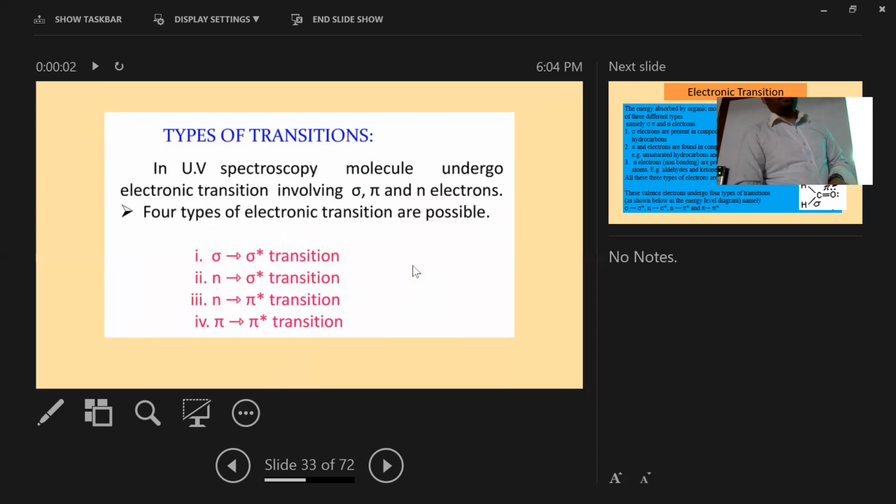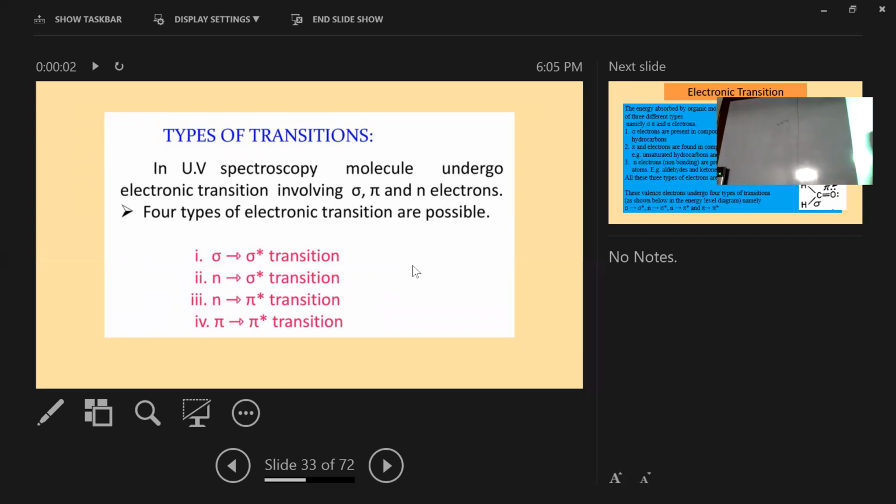Types of transitions. I want to discuss something like this. You have different types of bonds in any molecule. You are familiar with the sigma bond, that means single bond. All molecules have single bonds. These single bonds are very stable, that means high energy, so if you give some energy, it can be excited.